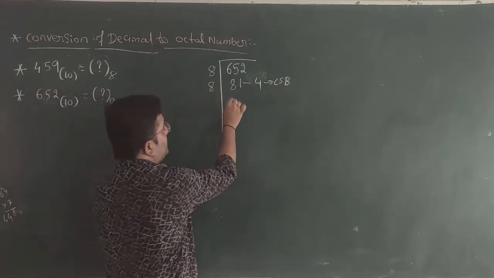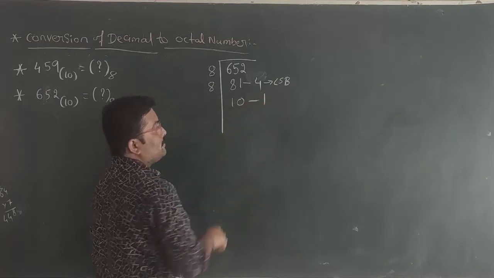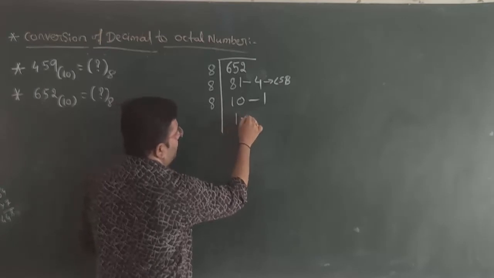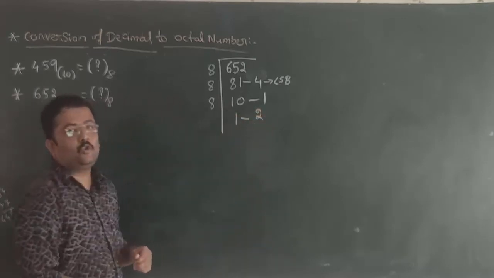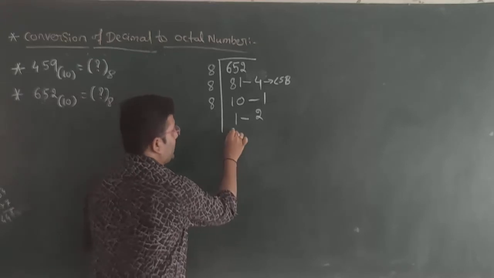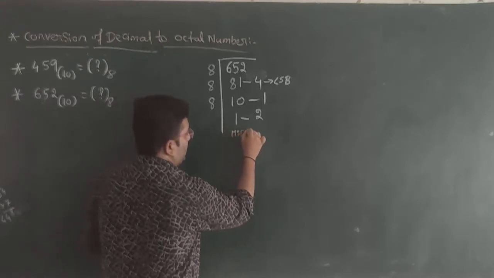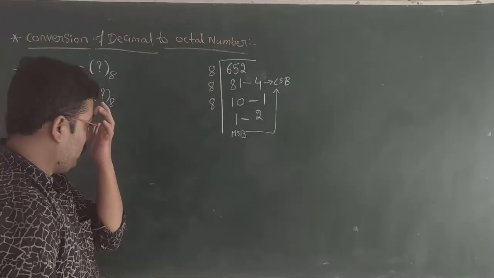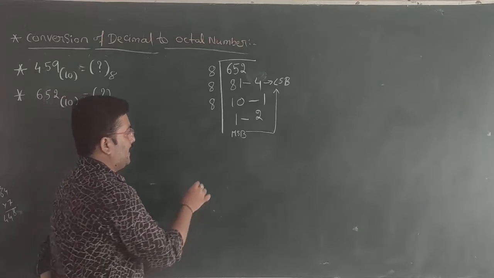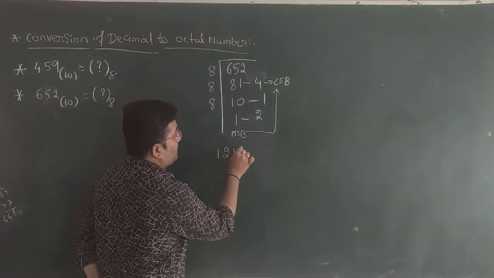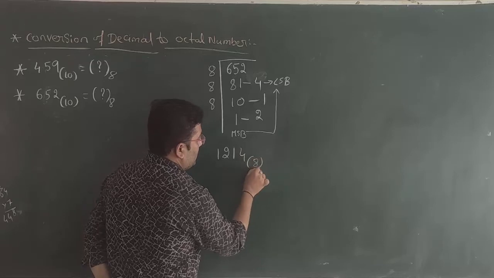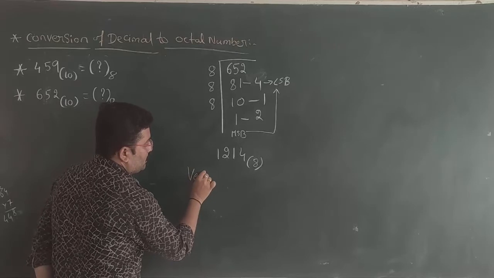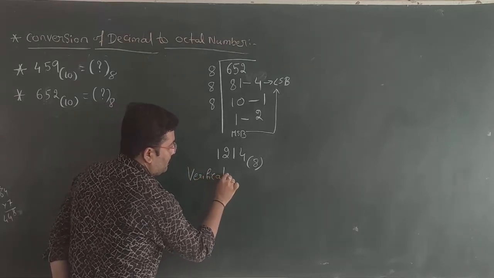Next, 8 tens are 80, remainder is 1. Next 8 ones are 8, remainder is 2. This is my last remainder, called MSB, and now I will write the equivalent octal number from MSB to LSB, that is 1 2 1 4 to the base 8. Let us check using the verification method.